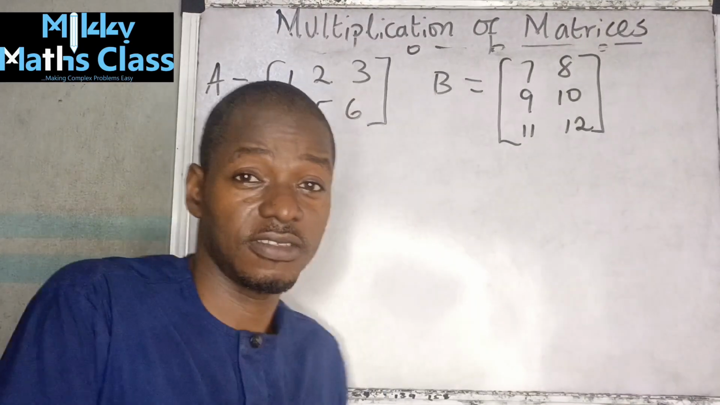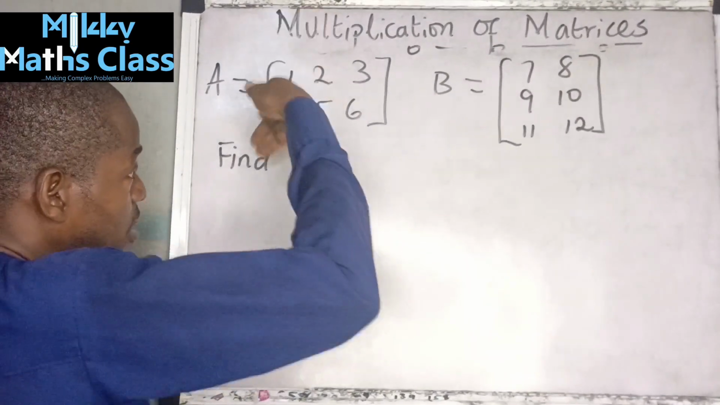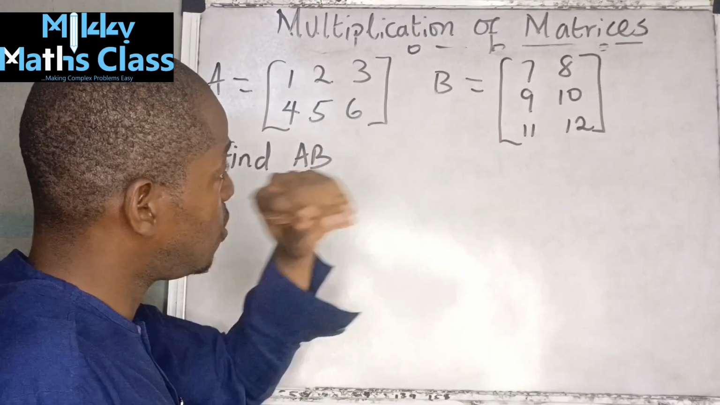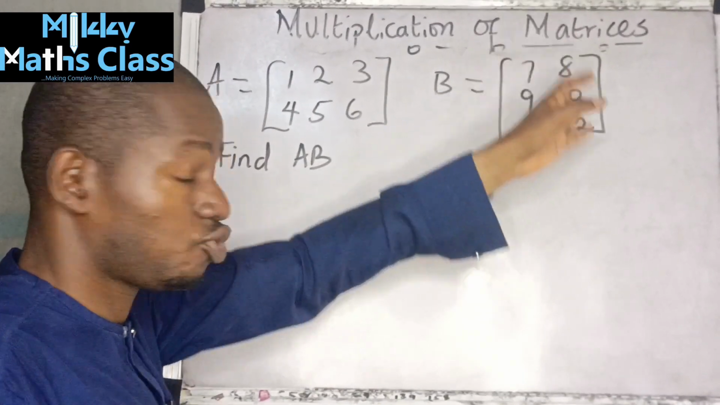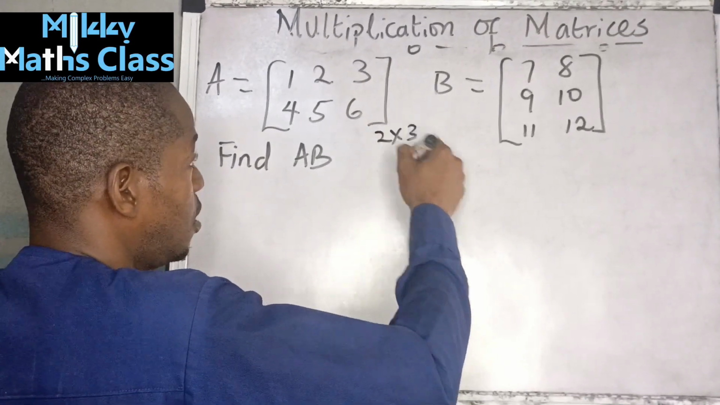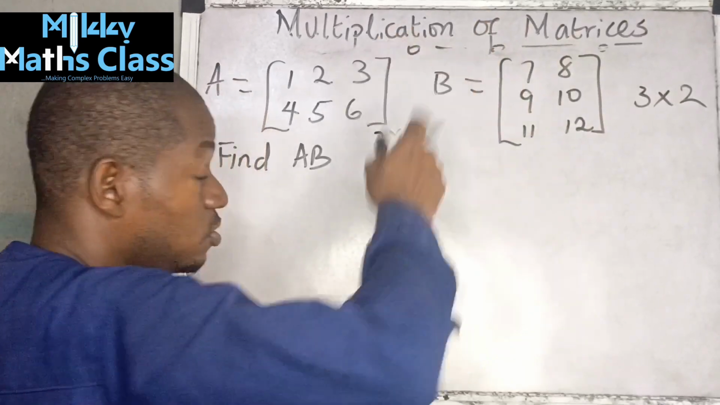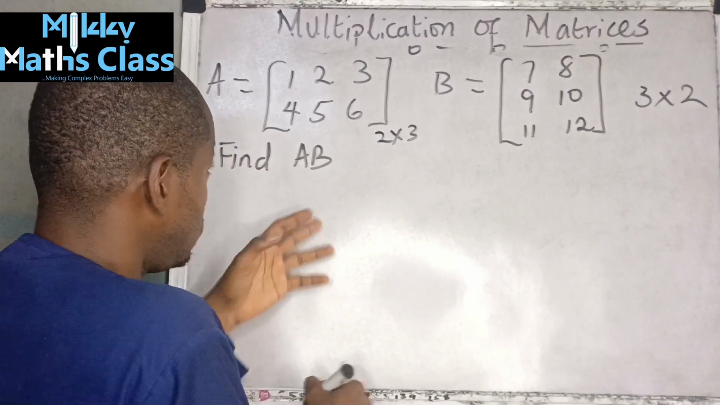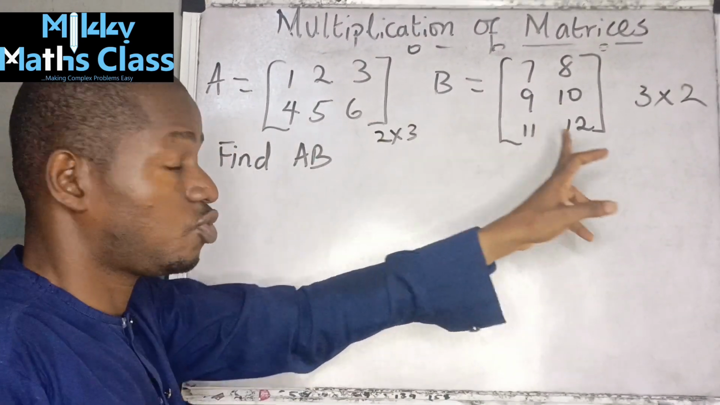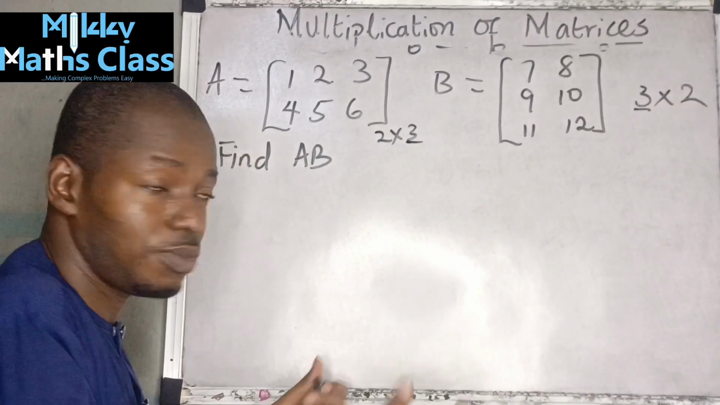All right, let's look at this next example. Says if we have our A is a 2 by 3 matrix, and this is a 3 by 2 matrix. And the condition for multiplication, we said that the number of columns here must be equal to the number of rows here. So 3 is equal to 3. So we can multiply the two matrices.